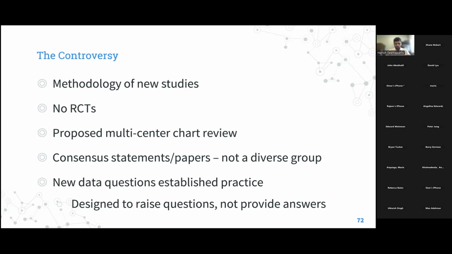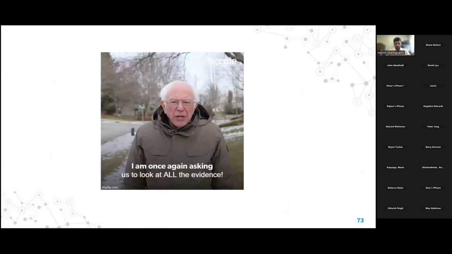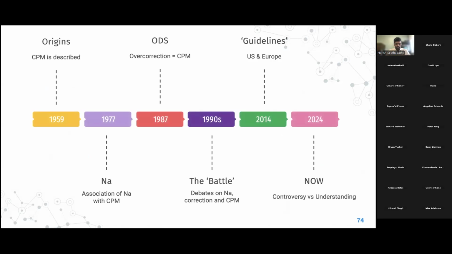And I'll end with this: the new data questions established practice. It's really designed to raise questions and not provide all the answers. All I'll say is I'm once again asking us to look at all of the evidence and not just criticize one piece of evidence and put them against each other. When I look at the history, I think it's filled with different pieces of data, which all help the field move forward, but don't really give us a definitive answer as to how we should practice.